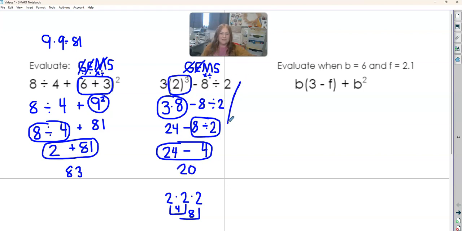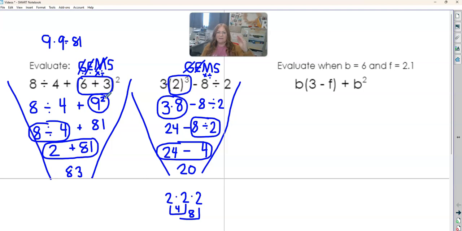So you can see, right? It's funneling down to the answer. We're funneling down to that answer. Every step, we're circling one part of it according to the level of gems that we are on.